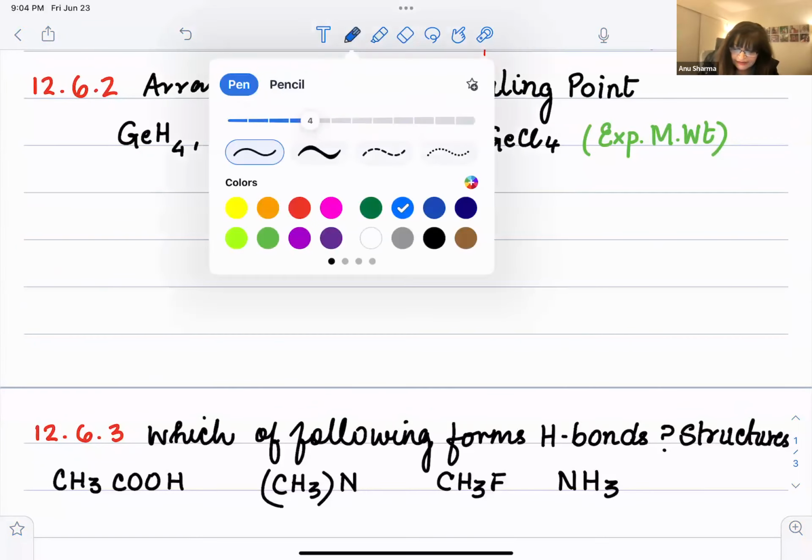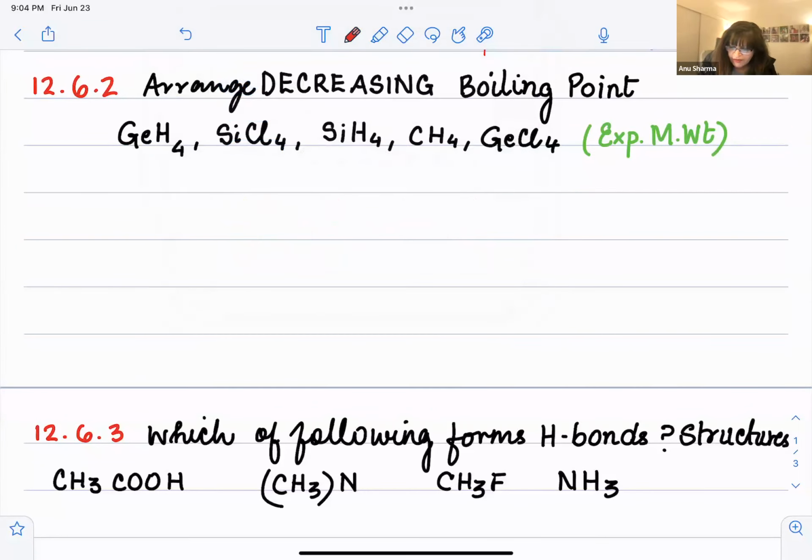Now, again, this is an example where you are given examples from the same group. So these are the same column or the same group. If you look at it in the same group, you have carbon, and after that comes carbon, then comes silicon, then comes germanium. So these are the examples.